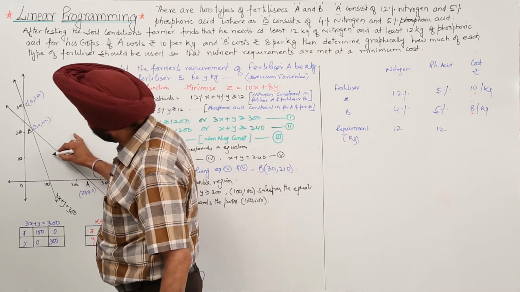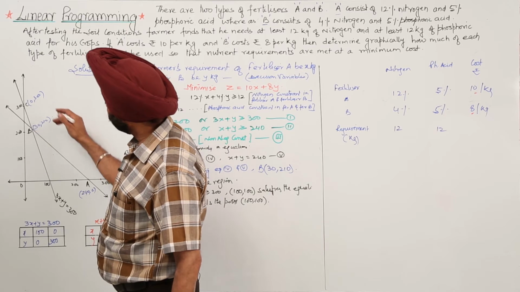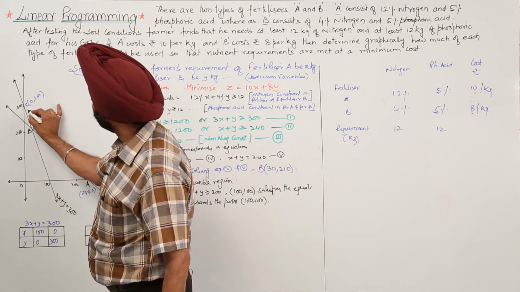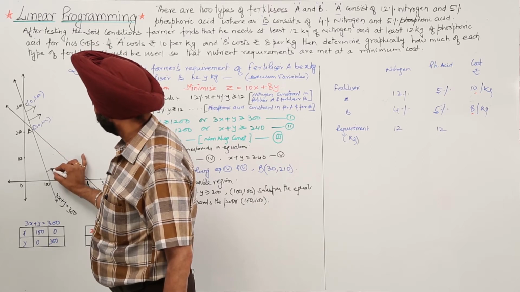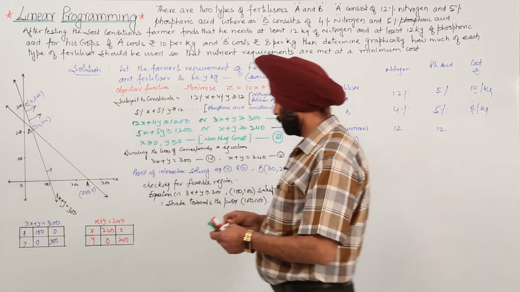Now 100 and 100 approximately point falls this side. So for this line we are going to shade on this position. On this position.